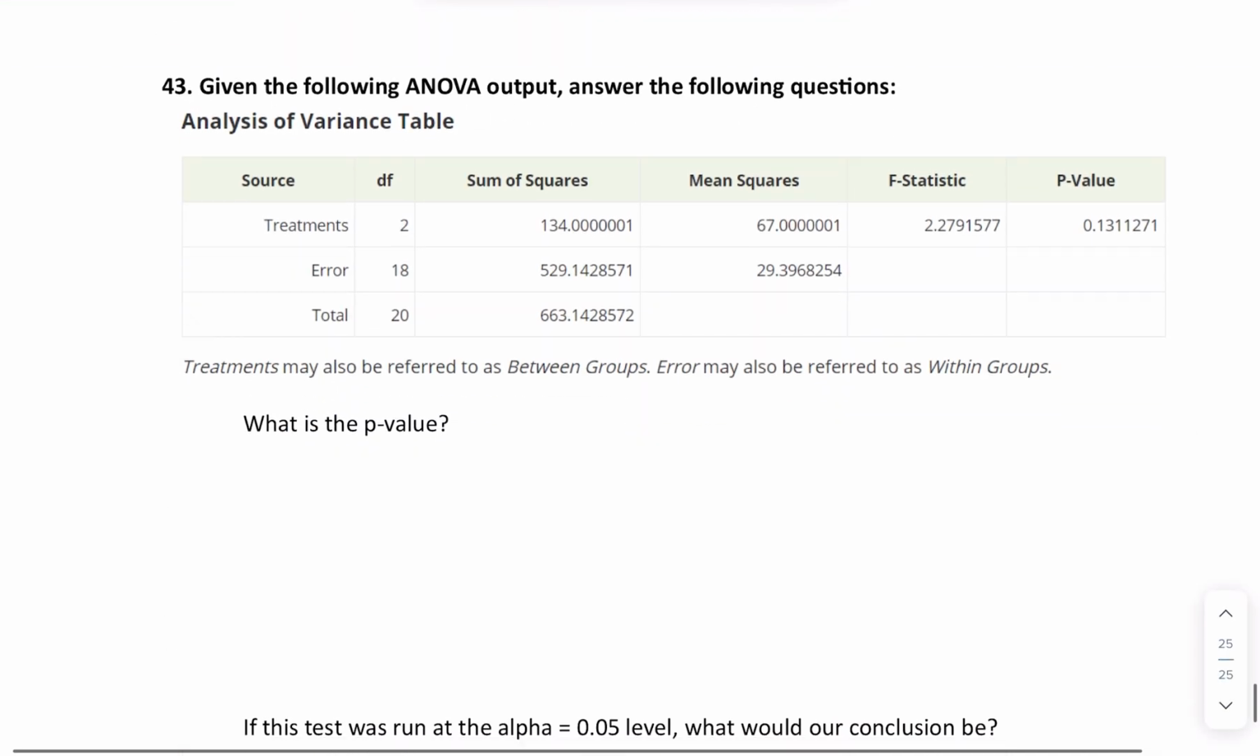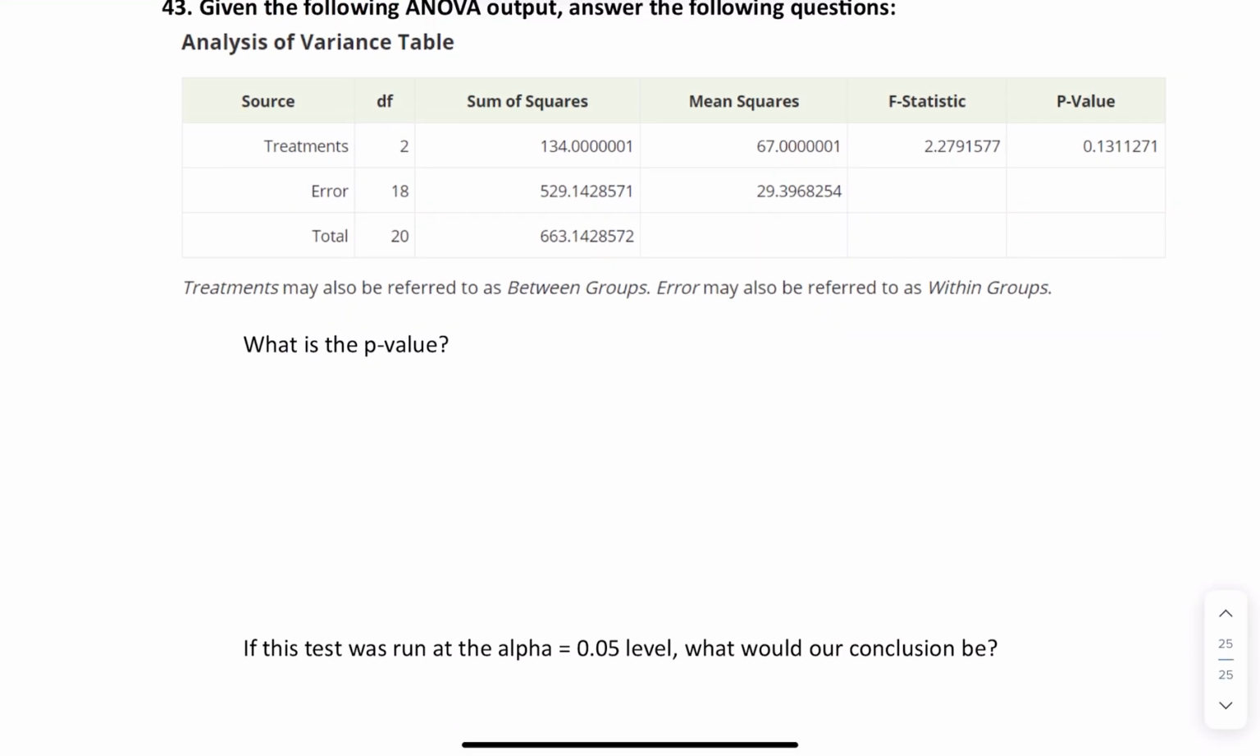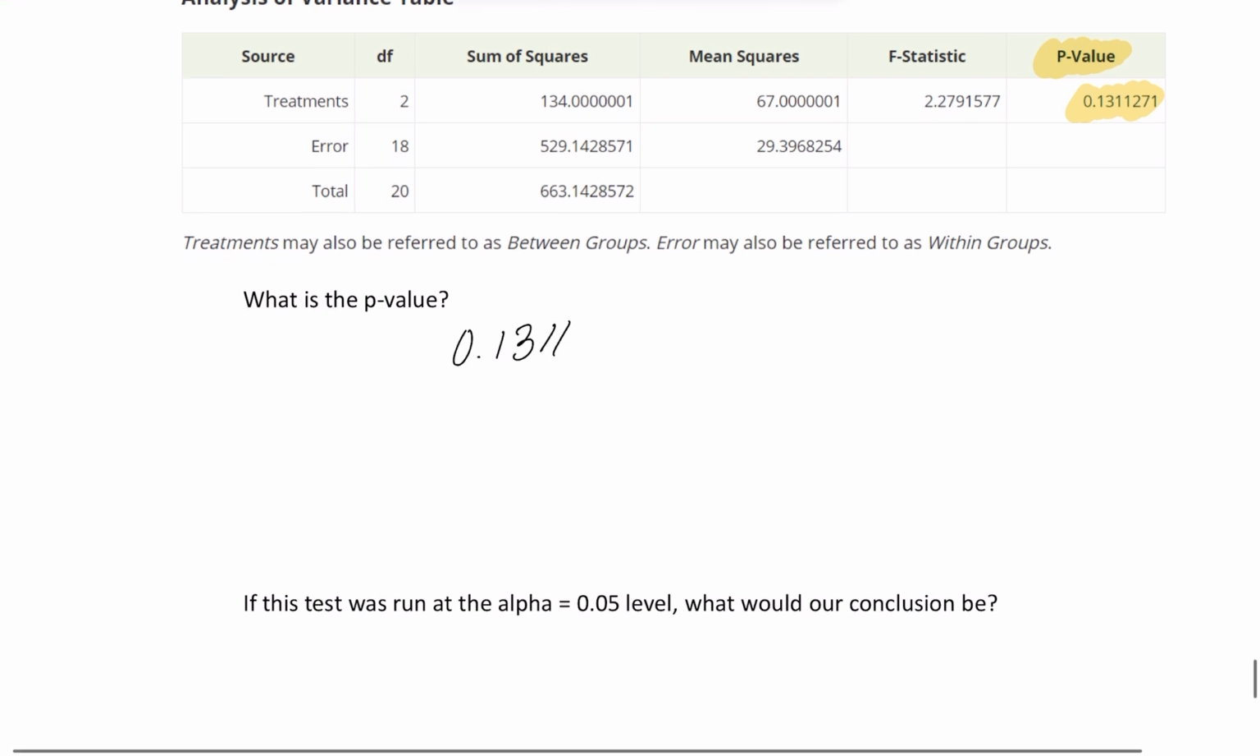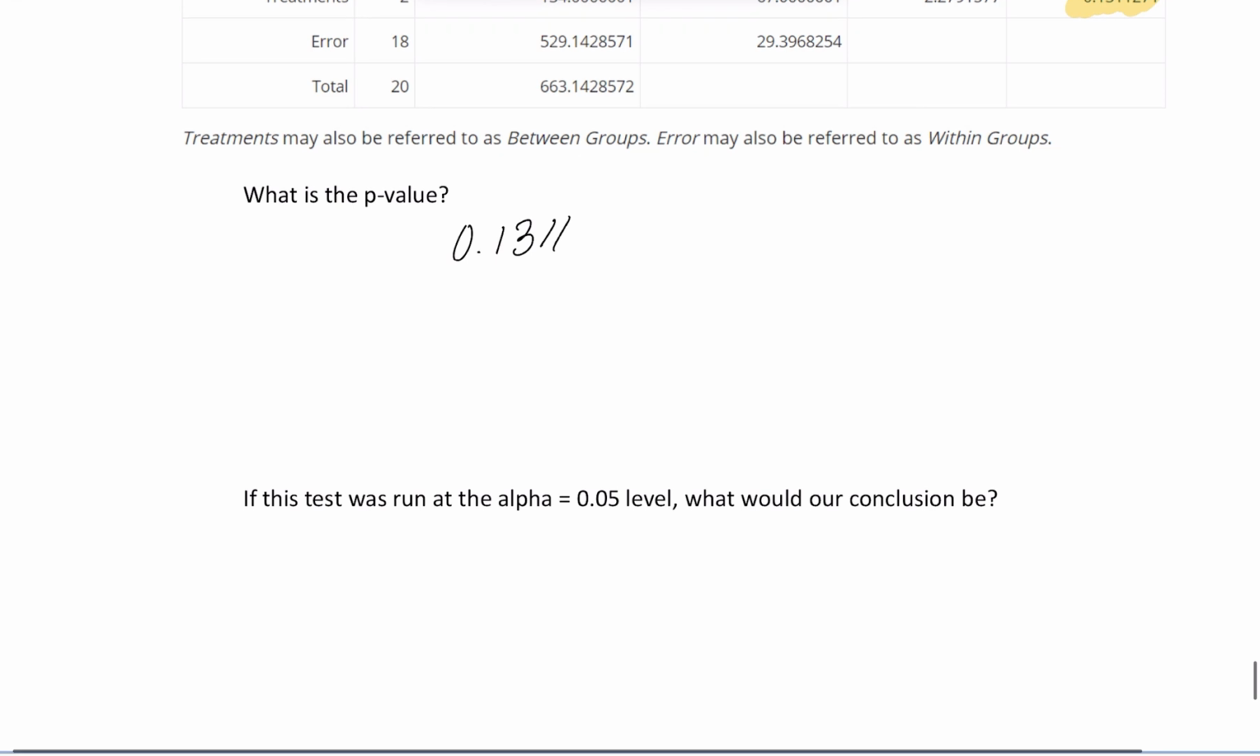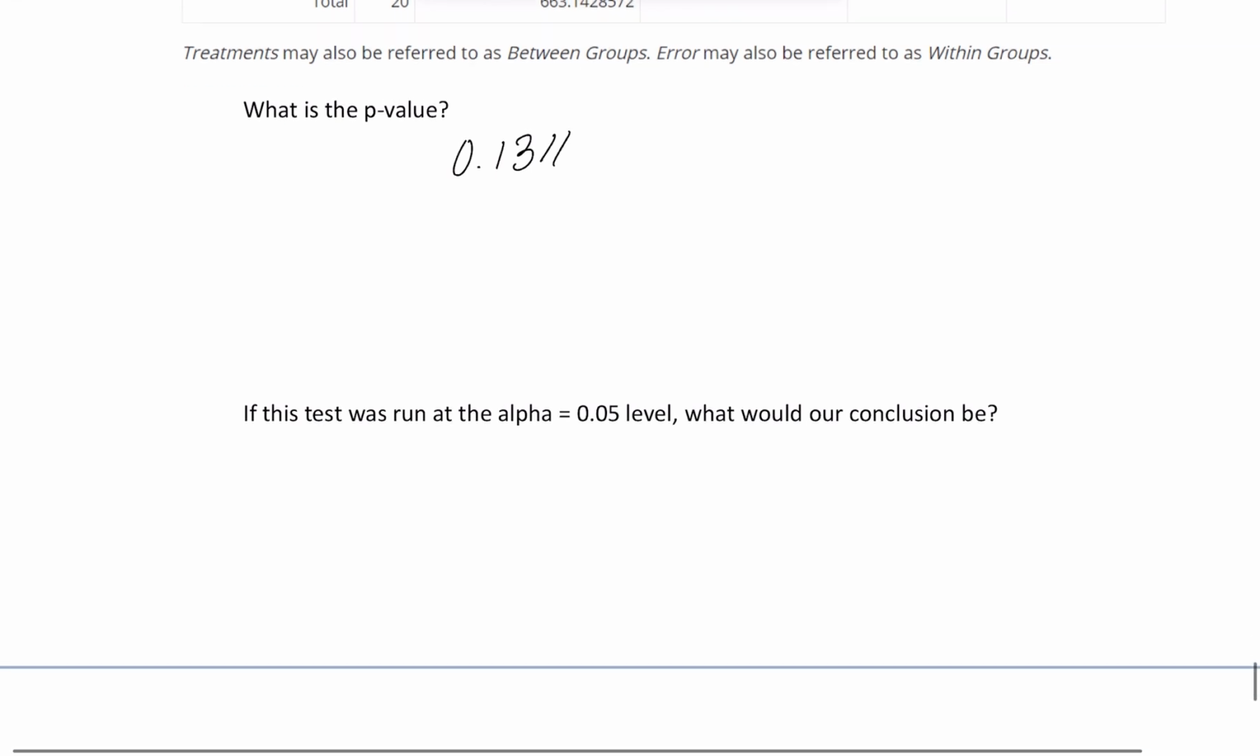Okay. Last but not least, on the exam you might be given a table similar to this, where you have to find your output and answer a couple of questions based off of it. So here they want us to determine from this table what the p-value is. So we go to where we see p-value, and underneath it gives us that p-value. So our p-value here is going to be 0.1311. And then we want to run this test at an alpha of 0.05 and make a conclusion based off of it.